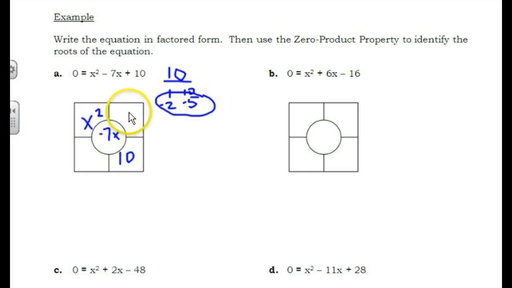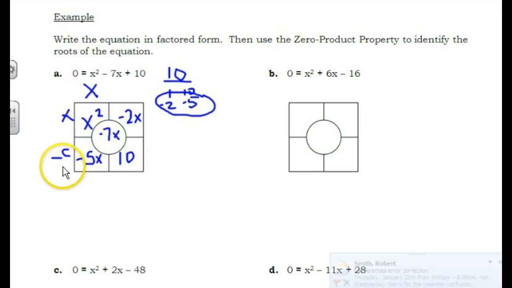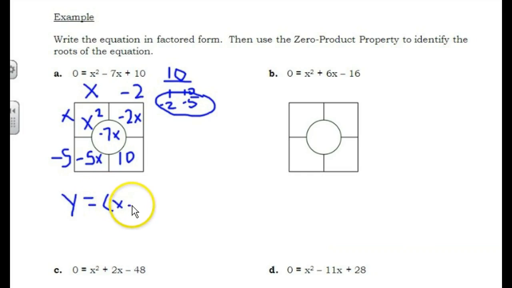So I'm going to use these numbers in these two corners. Doesn't matter which one you put in which box, but negative 2x goes in one and negative 5x goes in the other. Now that we have the box complete, we can just finish the sides. So I know x times x makes x squared. I know x times negative 5 will make negative 5x. I know negative 2 times x is negative 2x, and negative 2 times negative 5, check, does make 10. So my answer is x minus 2 and x minus 5. That is the equation in factored form.